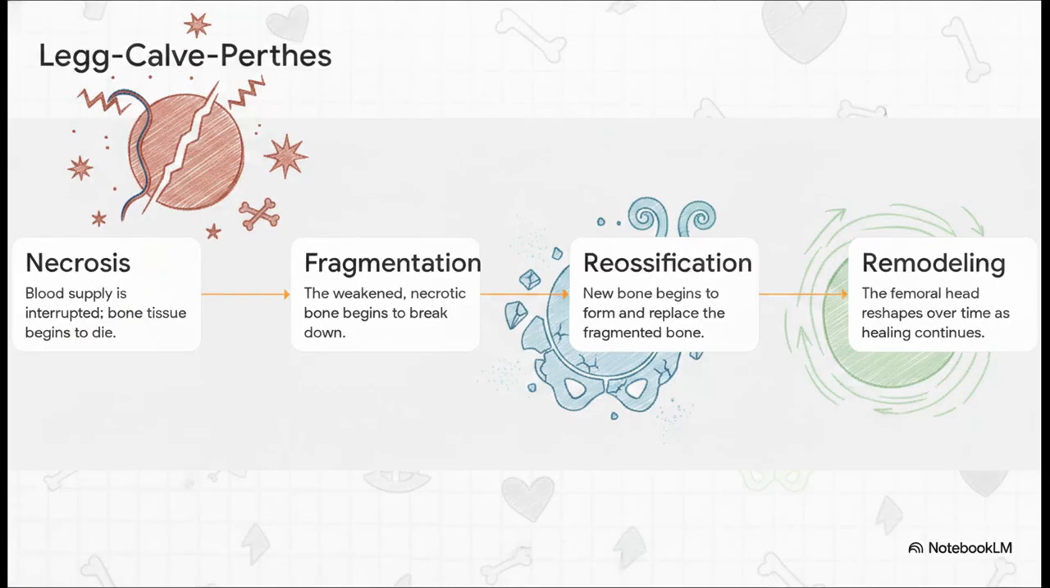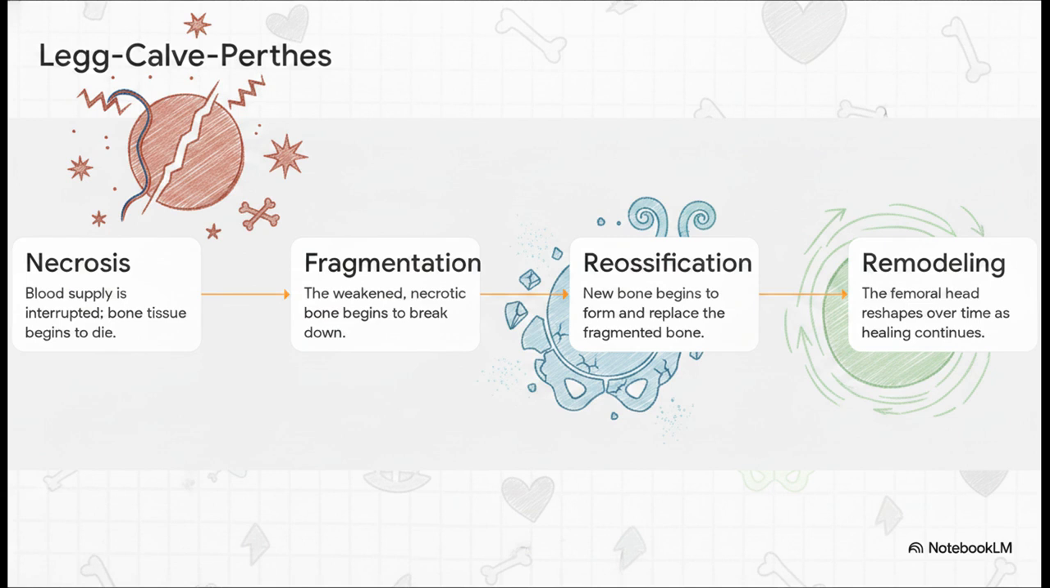Our very first suspect is Legg-Calve Perthes disease. I know, the name sounds incredibly intimidating, but if we just break down the pathophysiology, it makes perfect sense. Basically, this condition involves impaired blood circulation to the femoral head, the ball of the hip joint. When that blood flow gets cut off, the bone tissue actually dies. We call this aseptic necrosis. Aseptic just meaning it's not caused by an infection. And this perfectly illustrates the long, really slow nature of this disease, which unfolds in 4 distinct stages.